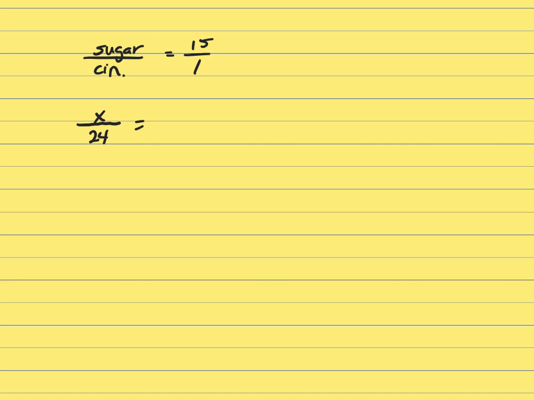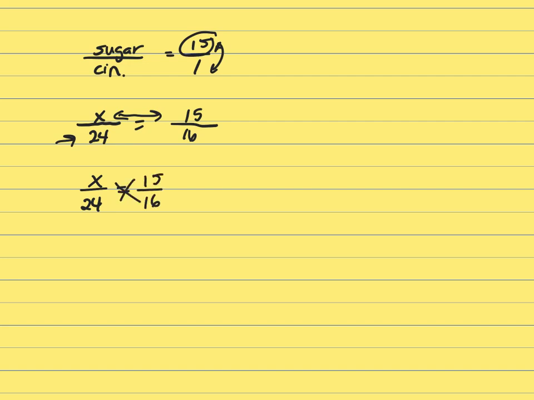Let's set that equal to what we know. The two numerators have to be the same units. X represents the amount of sugar. We know our amount of sugar is 15. This 24 represents a total of 15 plus 1, which is 16. So we just need to solve this equation. X over 24 equals 15 over 16.